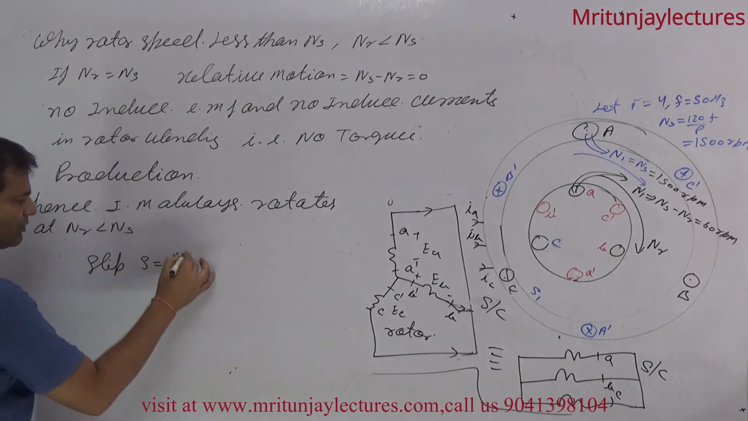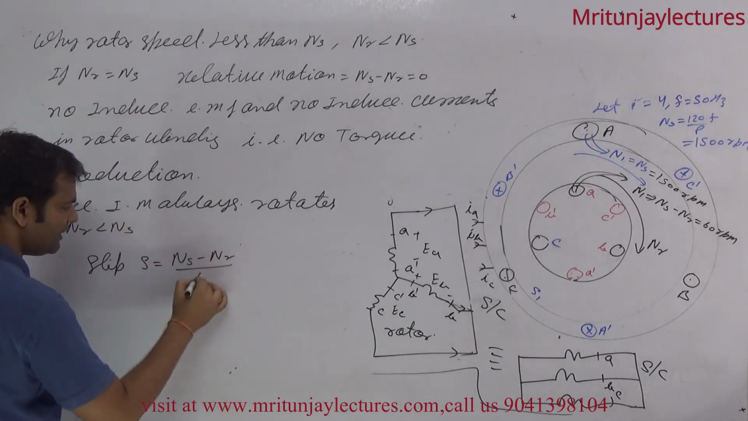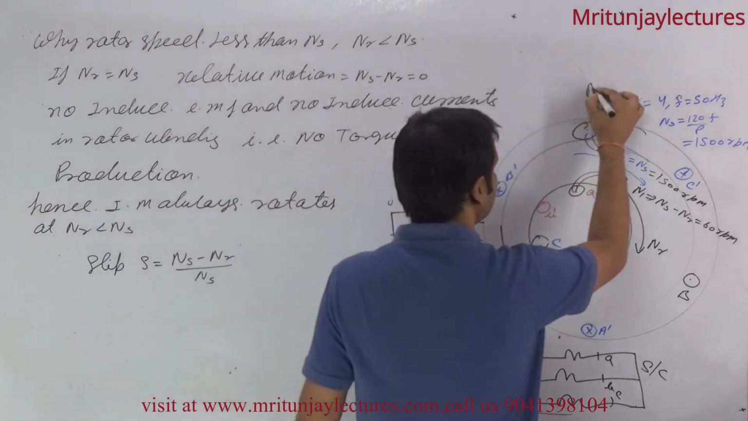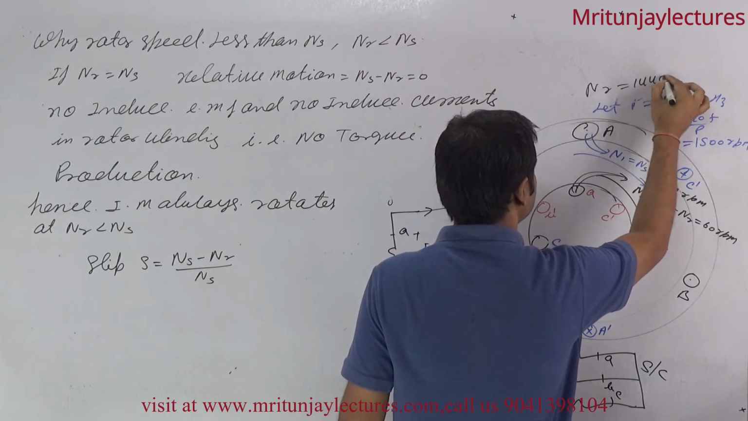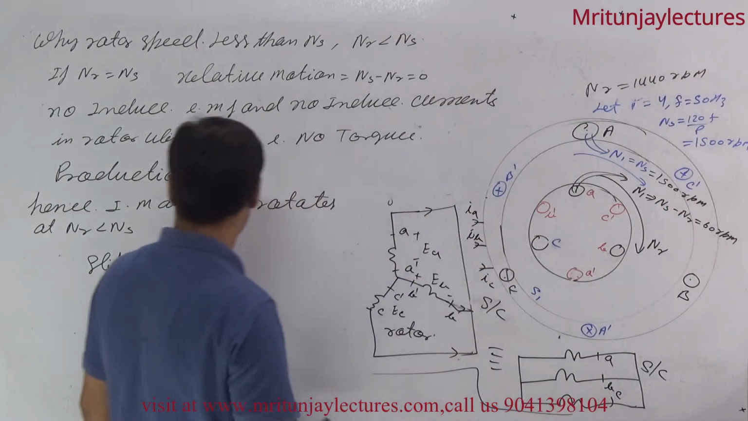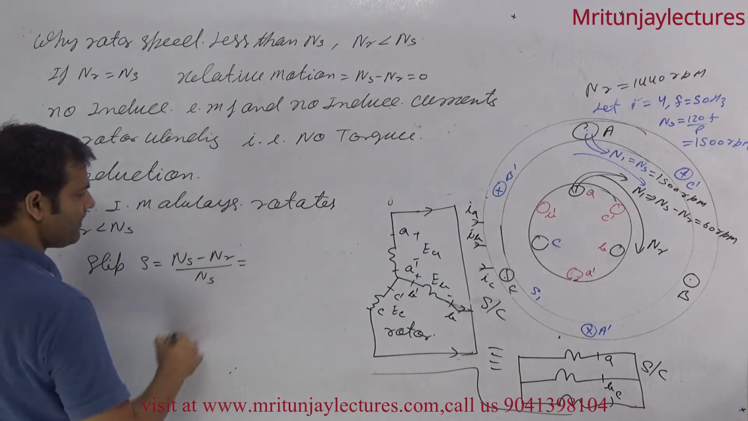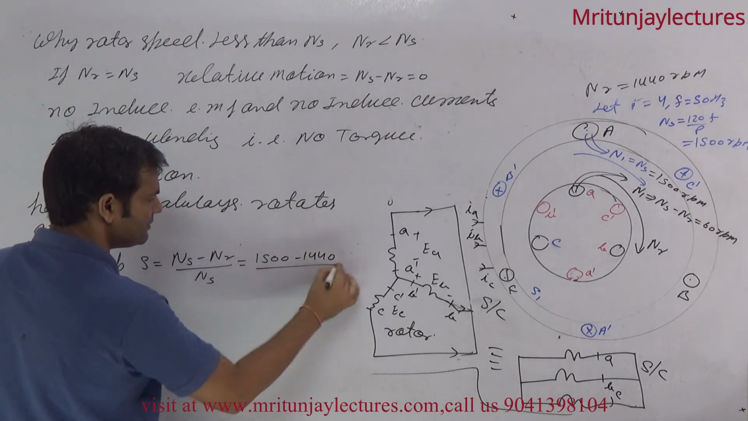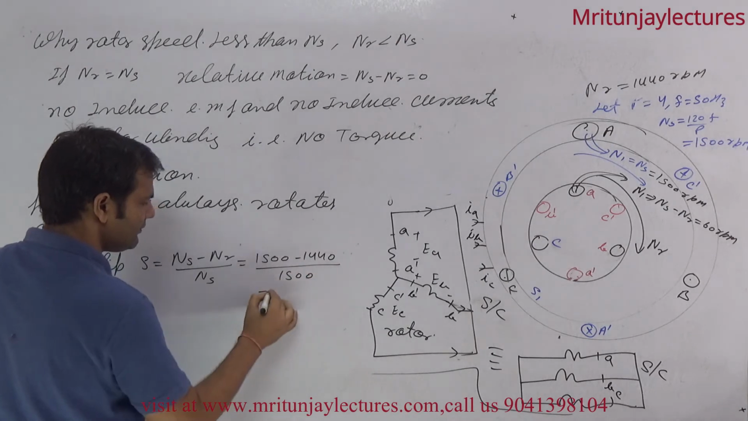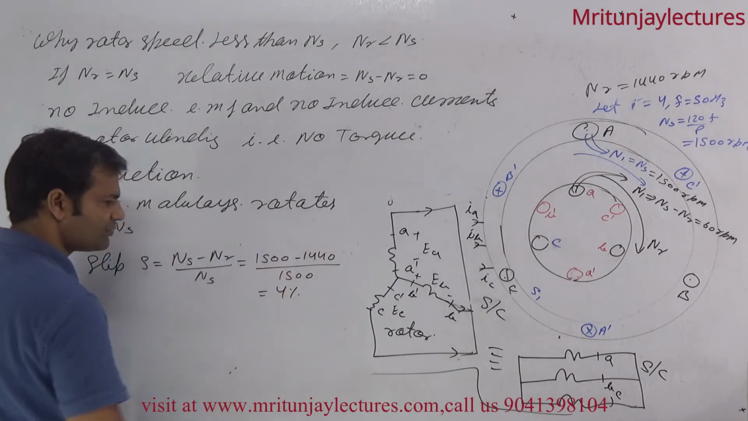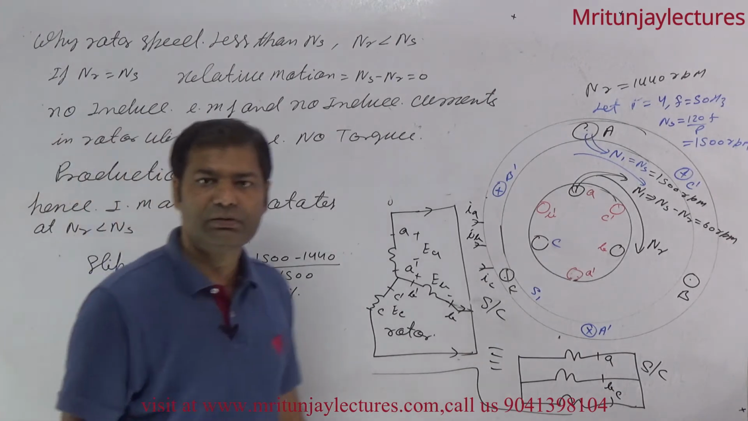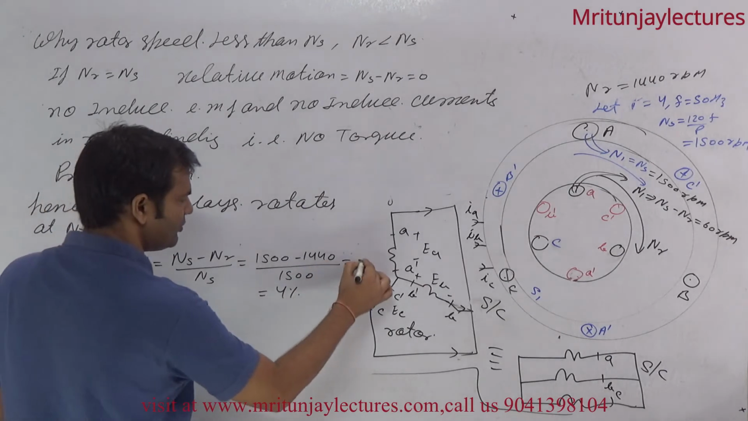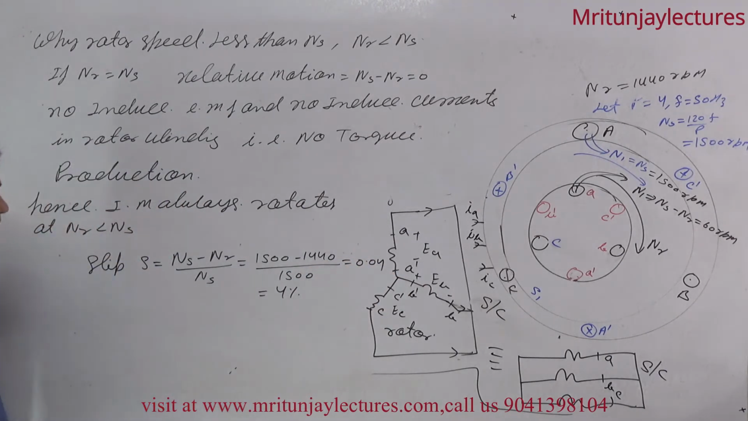Slip s is equal to Ns minus Nr divided by Ns. I know that suppose Nr is equal to some rpm, then what about slip? 1500 minus that, divided by 1500, is 4%, which means the rotor slip is 4 percent. Clear? This one is 0.04.